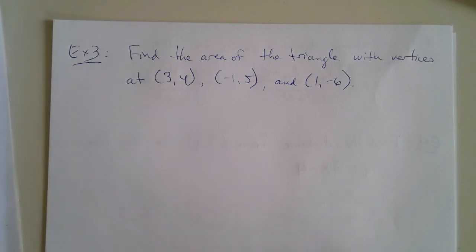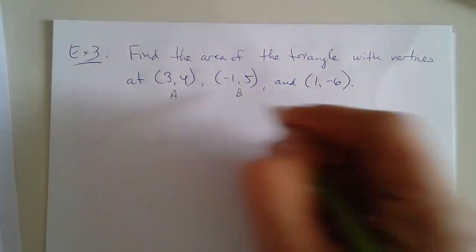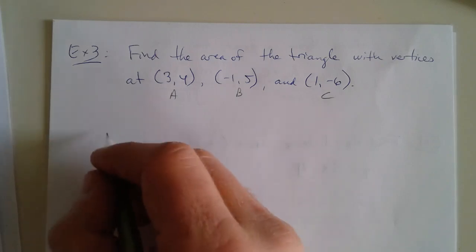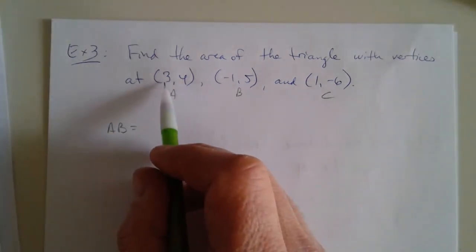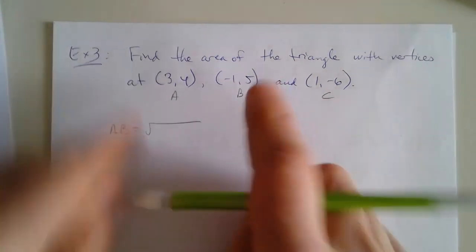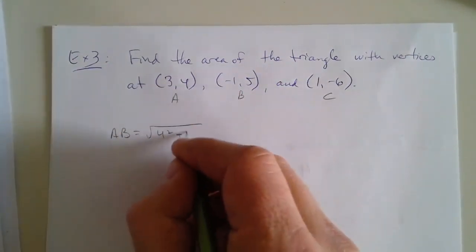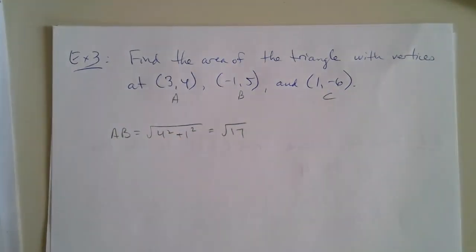We can do this with what we have here with distance. Okay, I'm just going to call those A, B, and C. Doesn't really matter. So let me find the distance from A to B. The distance from A to B, I can see, is 4 spaces, so 4 squared, and that's 1 space. So that's root 17. Okay, so A to B is root 17.